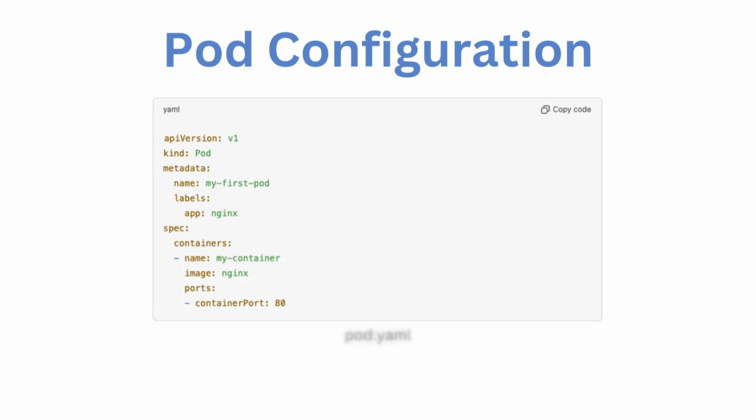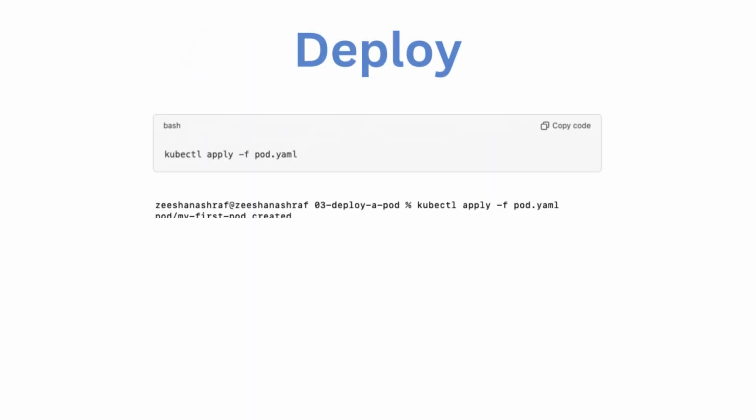To create a pod, start by writing a simple YAML file to define the pod's configuration. Here's an example of a basic YAML file. In this example, we are defining a pod named my-first-pod that runs a container using the nginx image with port 80 exposed. Save this file as pod.yaml and then deploy it using the command kubectl apply -f pod.yaml.